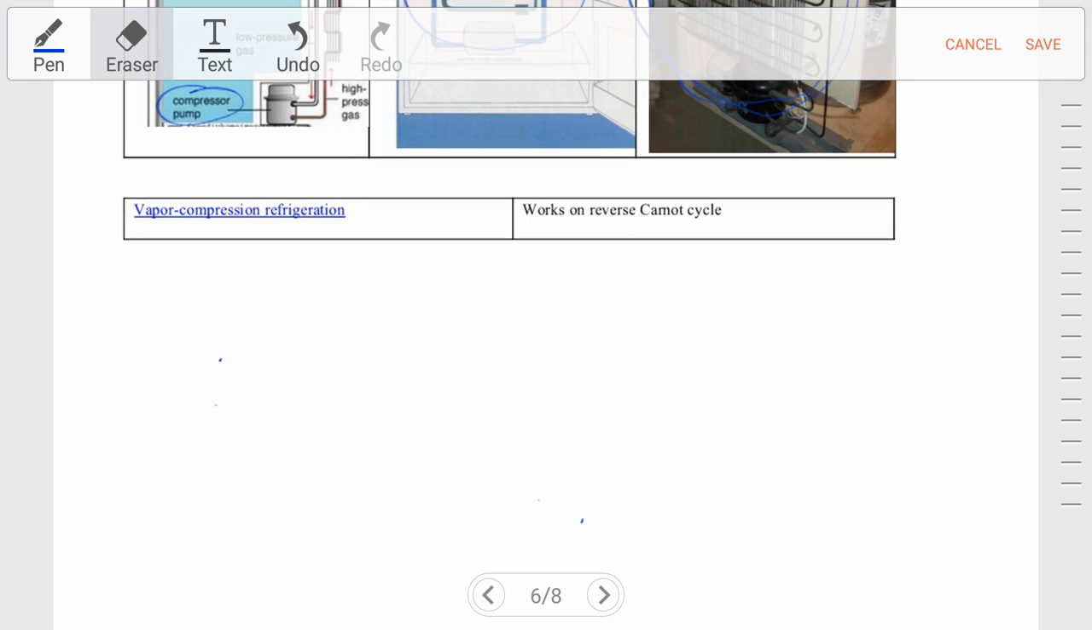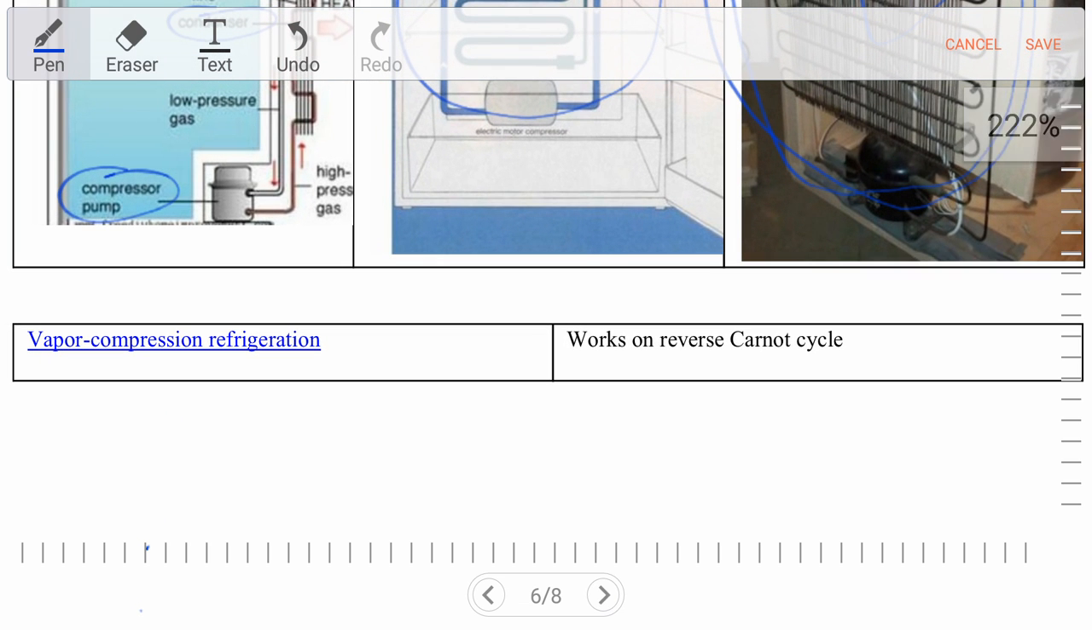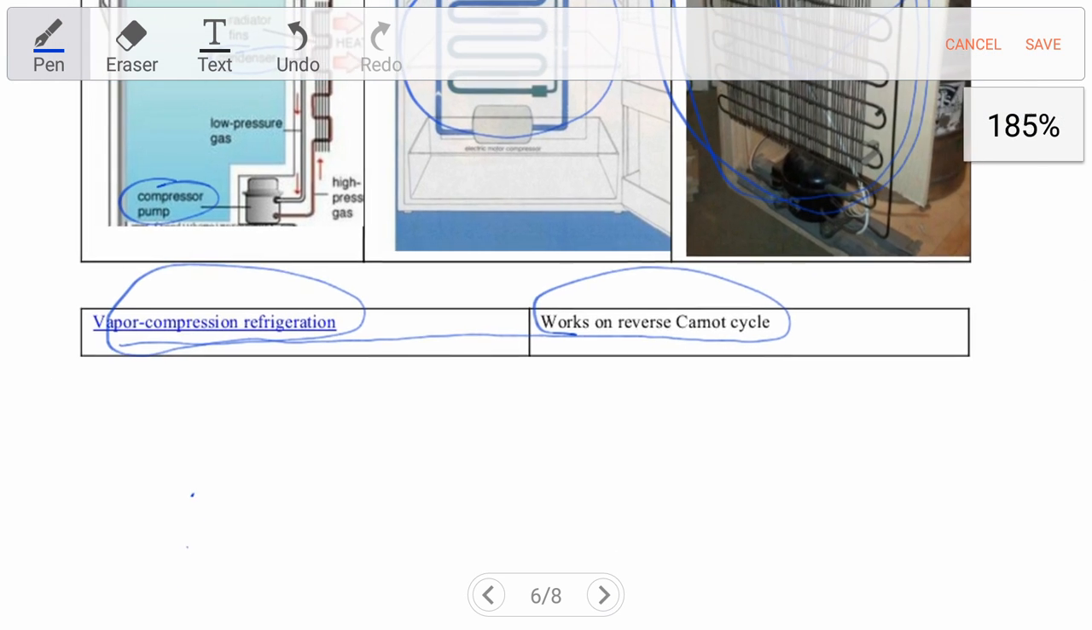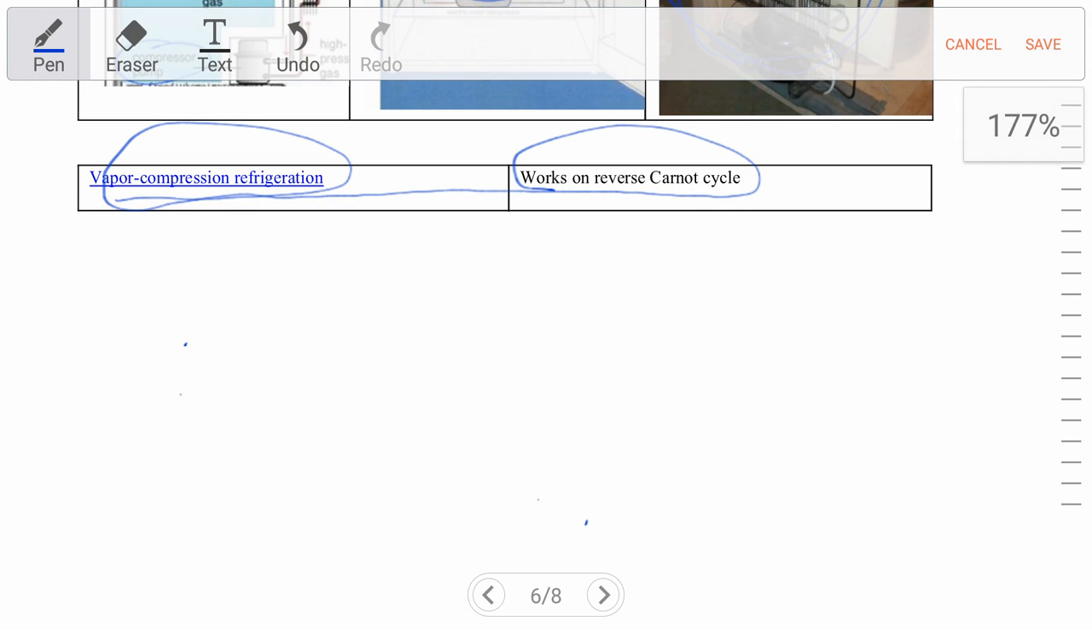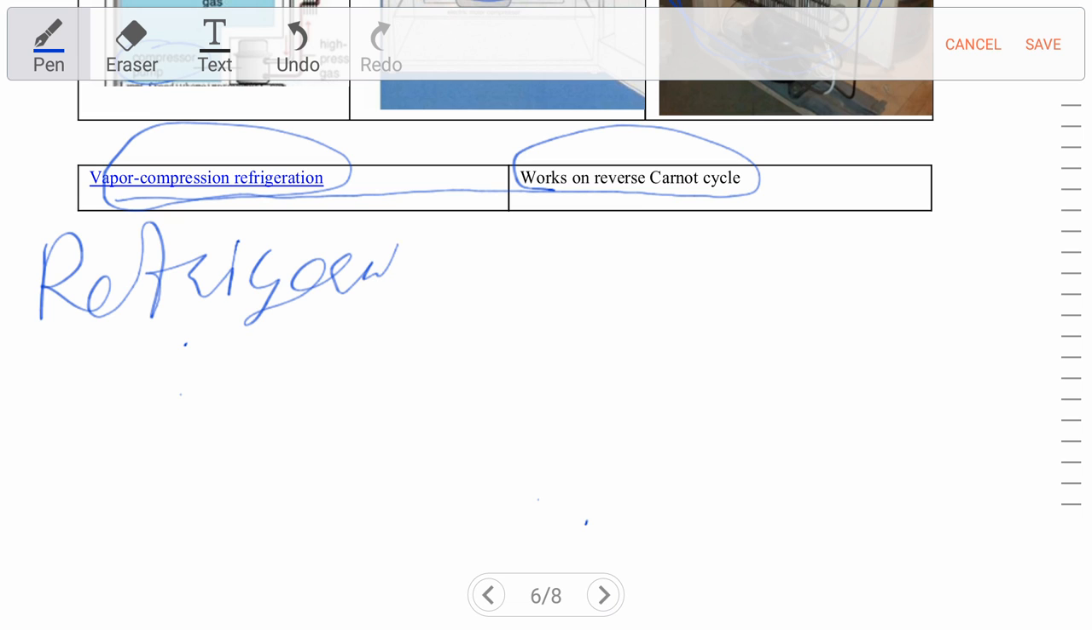Now let's discuss some other parameters, like the vapor compression refrigerator, which works on the reverse Carnot cycle. First of all, remember the refrigerator is also known as a heat pump. Remember, a refrigerator is also known as a heat pump. So don't confuse between heat pump and heat engine.